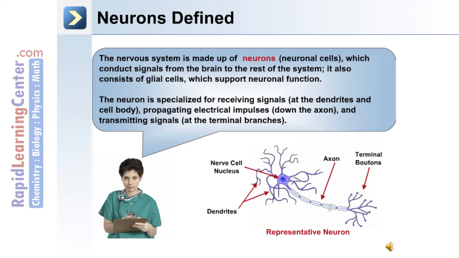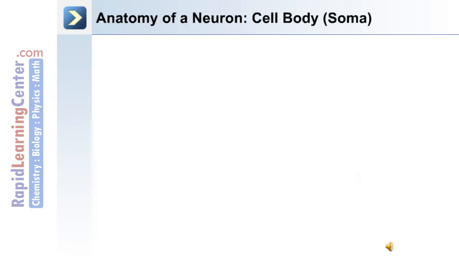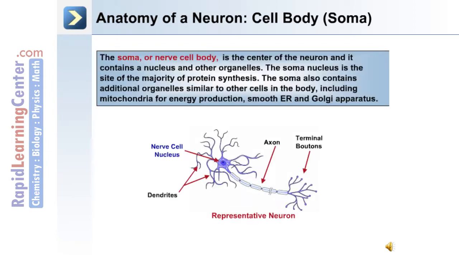The neuron is specialized for receiving signals. It receives information at the dendrites and the cell body. It propagates electrical impulses down the axon and transmits signals at the terminal branches. The cell body or soma of a neuron: inside the cell body is the nucleus and other organelles, and it's responsible for protein production, including the production of neurotransmitters. The soma contains organelles such as in other cells of the body, including mitochondria for energy production, smooth endoplasmic reticulum, and Golgi apparatus.